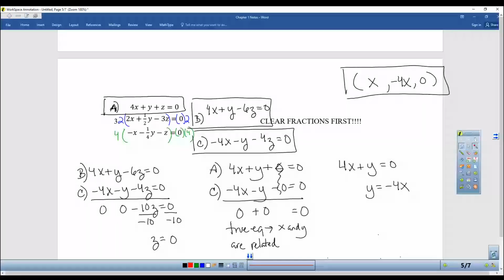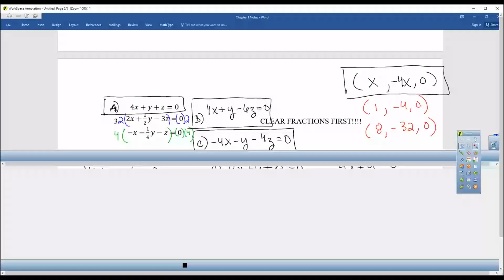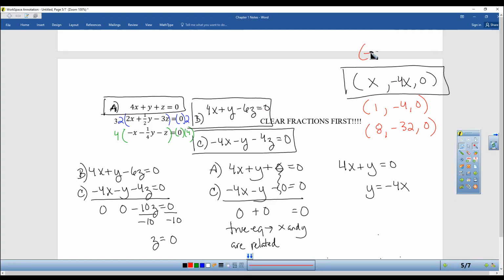So this one was a lot shorter because it did have a permanent z. All right, remember I want one ordered triple. So if x is 1, y is negative 4. That's one of them. If x is 8, y is negative 32, and z is still 0. If x is negative 3, y is 12, z is still 0. How long could I do this? All day long. There are an infinite number of solutions to this equation, but they all follow this pattern. And so I was able to give them a pattern.